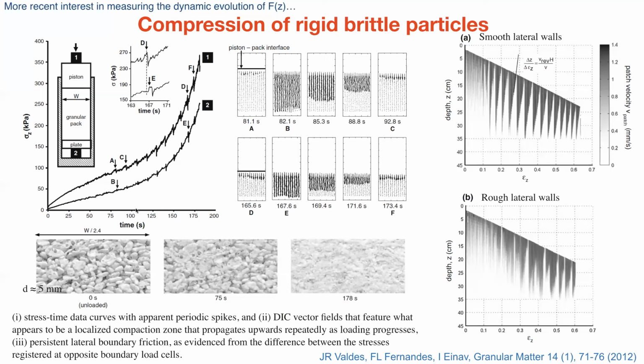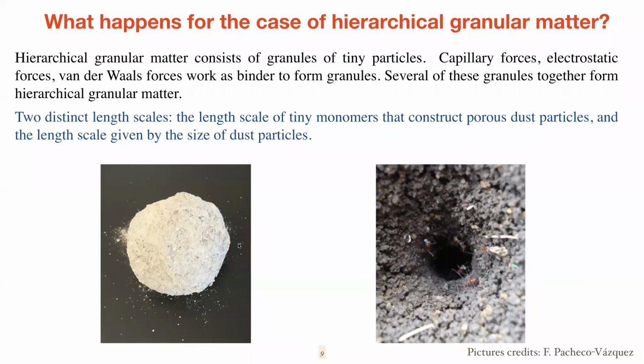So we wanted to see what happens if instead of having these brittle particles, we have hierarchical granular material. Hierarchical granular matter basically is when you have a large particle that is at the same time composed of smaller particles of the same material. So there are binding forces like capillary forces, electrostatic forces, or van der Waals forces that join the grains together to form a larger particle. When you put a lot of these particles together, you have the hierarchical granular matter.